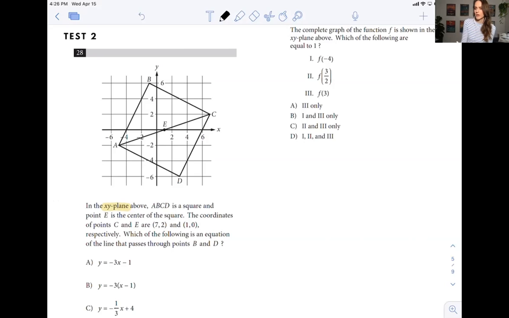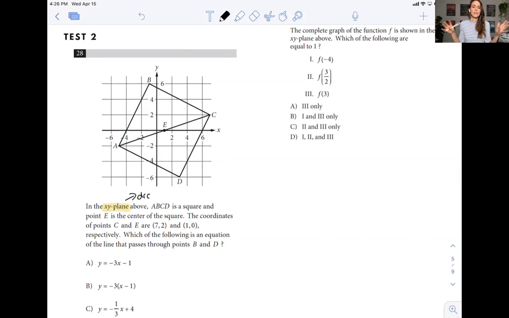But in this case, we already have a graph drawn for us, right? So we would think that it's already done, but it's not. So let's read a little bit further. It says ABCD is a square and point E is the center of the square. The coordinates of points C and E are (7, 2) and (1, 0), respectively. A lot of students will start labeling that and really getting into the nitty-gritty of this question, but that's way too much work. And remember, we want to be fast. We want to do the least amount of work to get the right answer. This very last bit here, which of the following is an equation of the line that passes through points B and D, is really all that matters for this question.